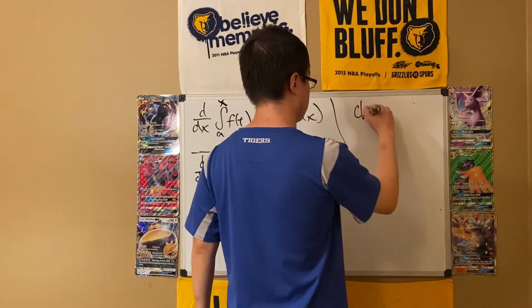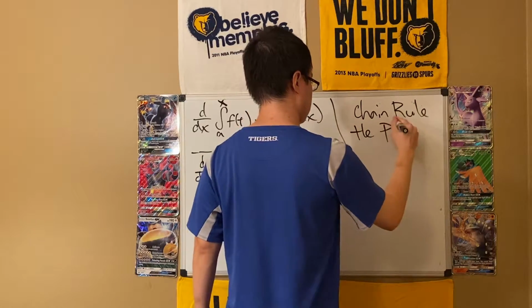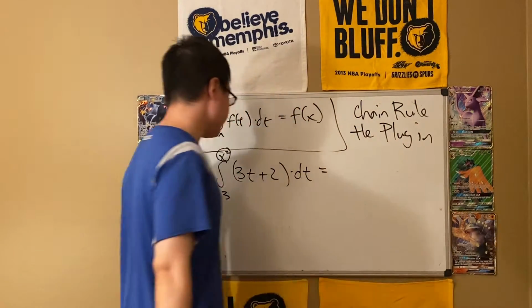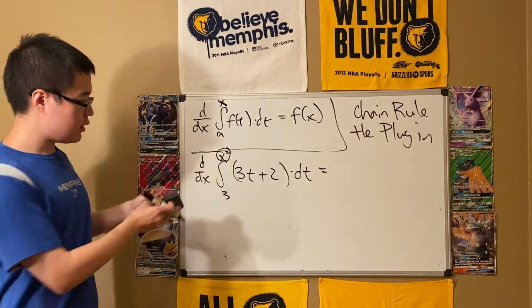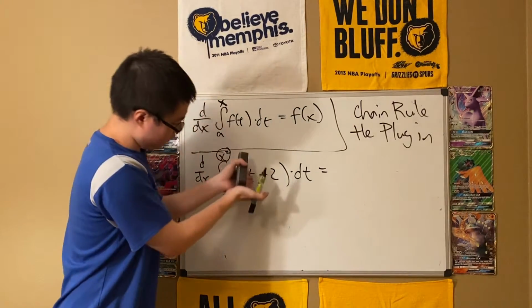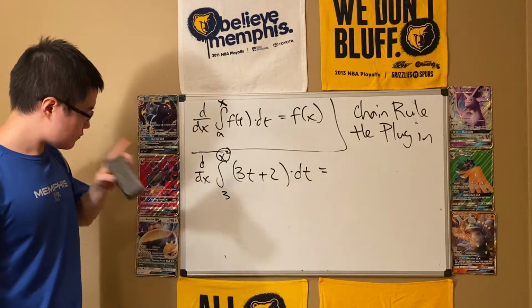So chain rule: the plug-in, and not the thing we're plugging into. This is the plug-in, this is the thing we're plugging into. So we're going to take this guy with our dainty little hands, plug it in, and then we'll use the chain rule at the end.